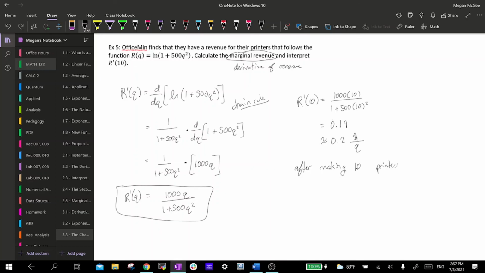After making 10 printers, revenue will increase, because it's positive, will increase by $0.2 for each printer. Okay, which would be 20 cents.